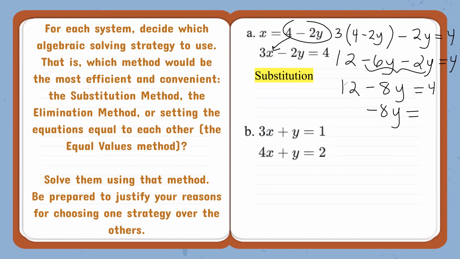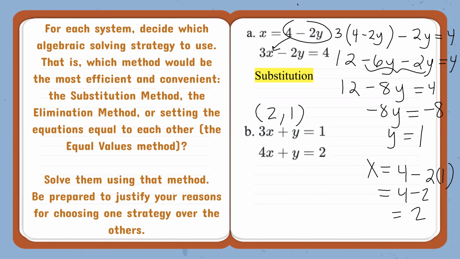Oh, I'm sorry. I'm going to subtract 12 over here, which gives me negative 8. And then I'm going to divide both sides by negative 8, which gives me 1. Once I have one variable, I'm going to plug it into one of the originals. So let's do the first one. X is equal to 4 minus 2 times y, which is 1, 2. So hopefully my answer is 2, 1. Let's see. Nice. We did it correctly.